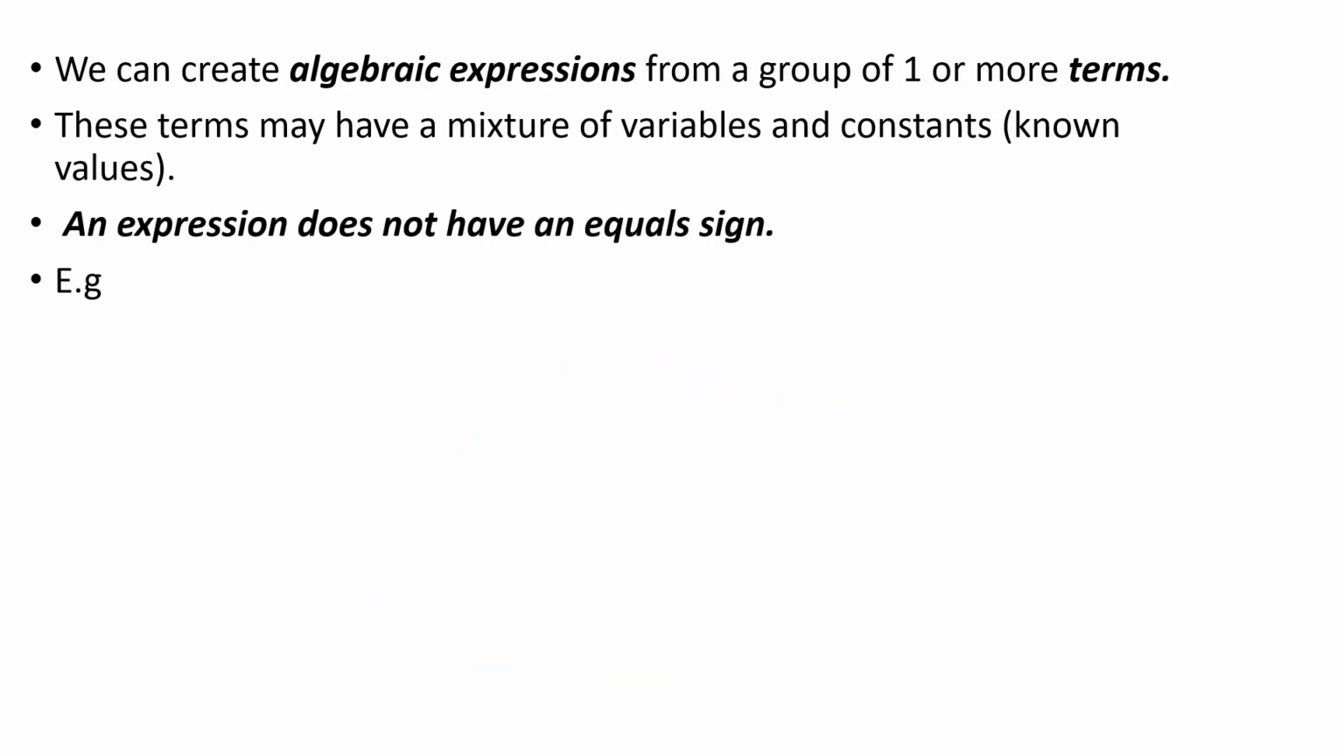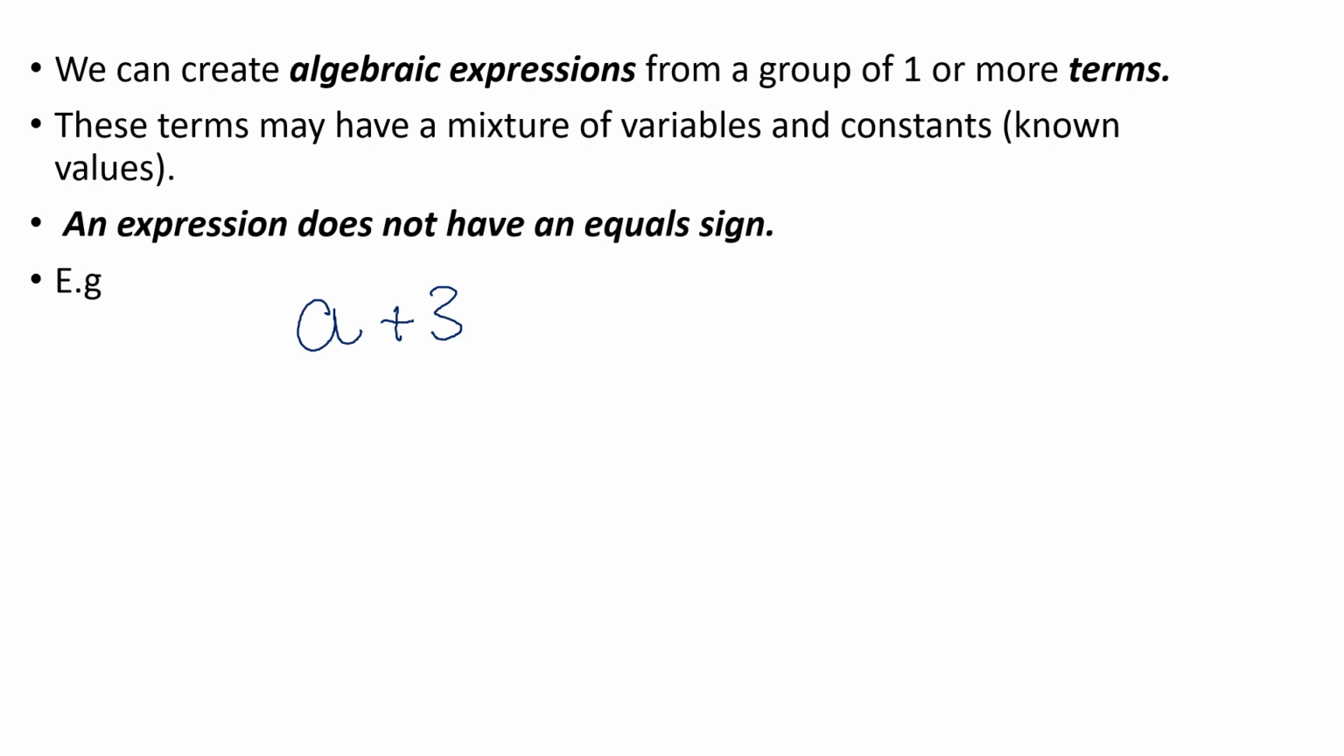We can create something called an algebraic expression from a group of one or more terms. And the terms may have a mixture of variables and constants or known values. Something to note is that an expression does not have an equals sign. If it were to have an equals sign, we would call it an equation. This is an example of an expression: a plus 3. 3 is a constant and a is a variable.